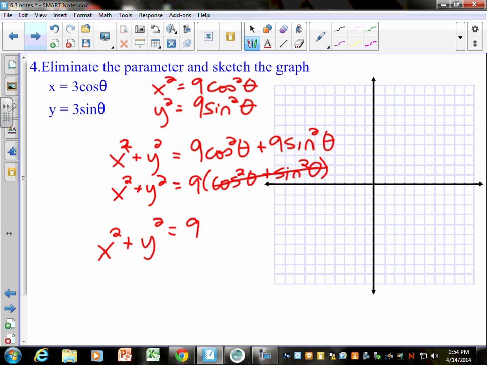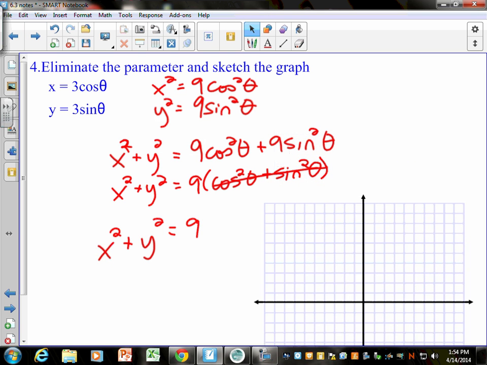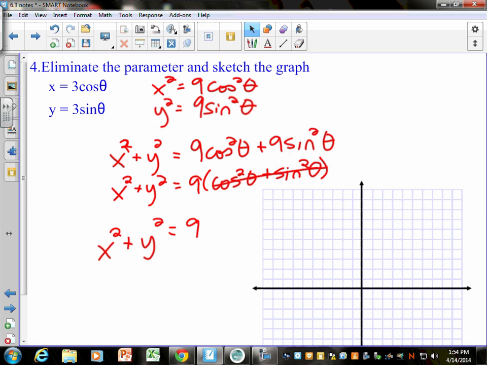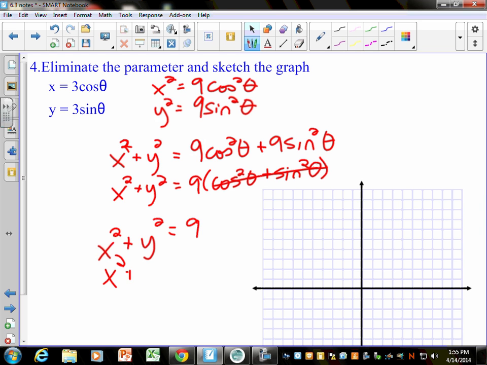Now, who remembers what kind of graph that makes? When you have x squared and a y squared. I'll give you a hint. It's not a function. I'll give you another hint. It's a conic. I'll give you another hint. It's round. Circle. You just said it's round.